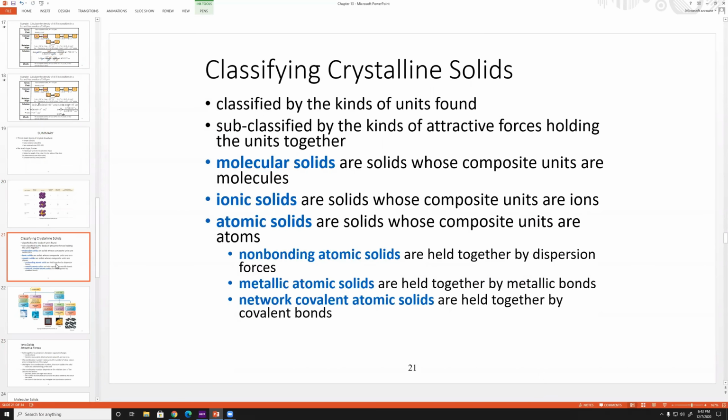And then you have network covalent atomic solids. They're just covalent bonds. That's where you have your diamond... ice, which is like that. Well, no, ice is hydrogen bond. Sorry, ice is a molecular solid. But network covalent would be like silicon. That's a good example.